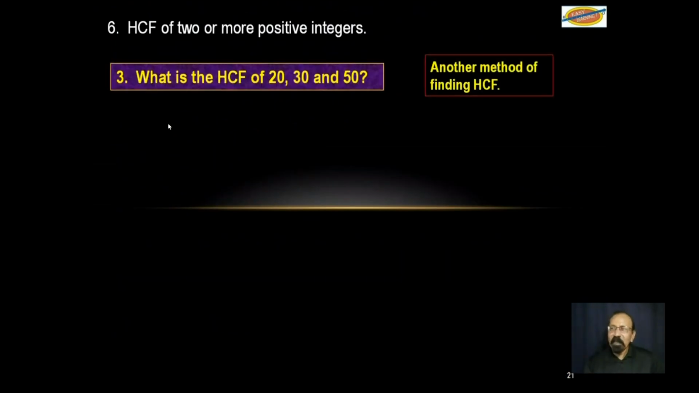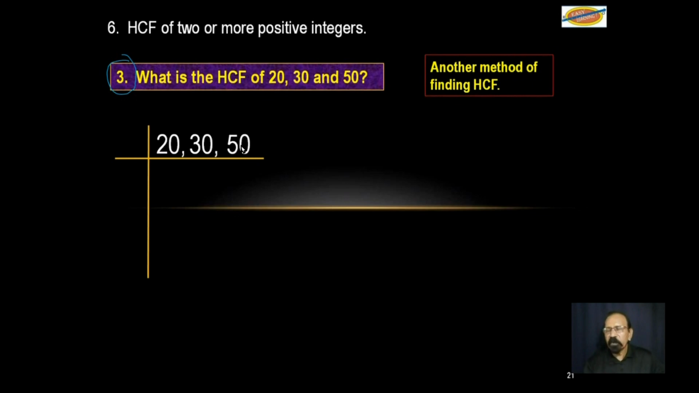Let's look at another method to do this one. Some people may actually prefer this method over the 2 previous methods I just discussed. So you set it down as if you are going to find LCM. You set down the 20, the 30, and the 50.